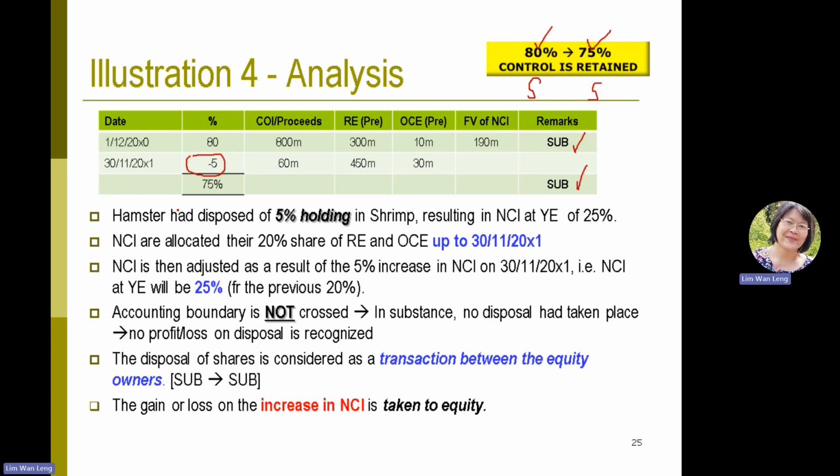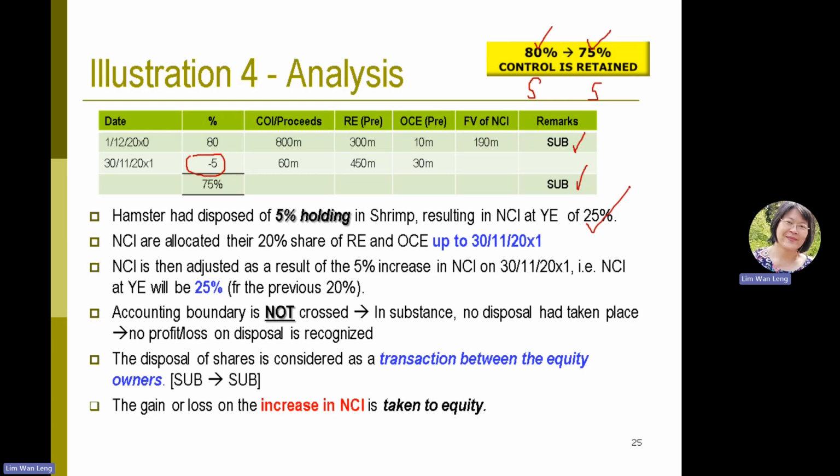So what was the story? Hamster disposed of 5% holding in Stream. So originally they own 80%. Then they dispose of 5. So now they are 75%. Which means the NCI percentage now has gone up from 20% to 25%, resulting in NCI at year end of 25%.